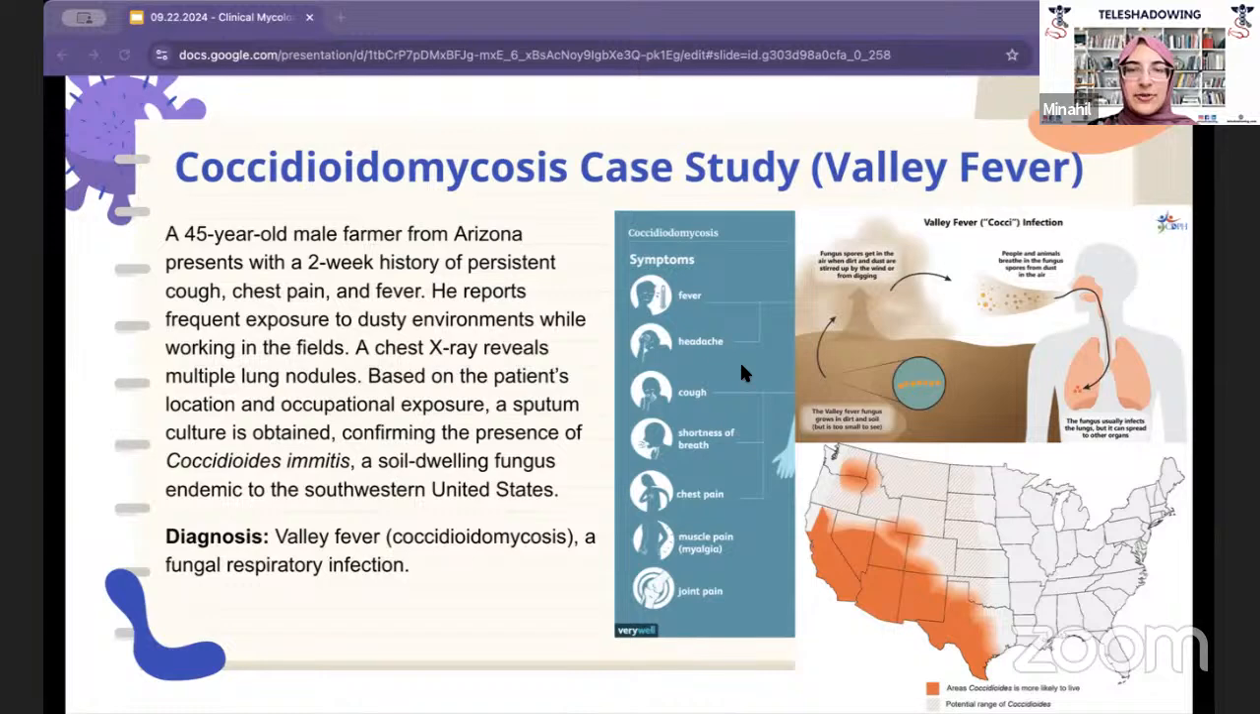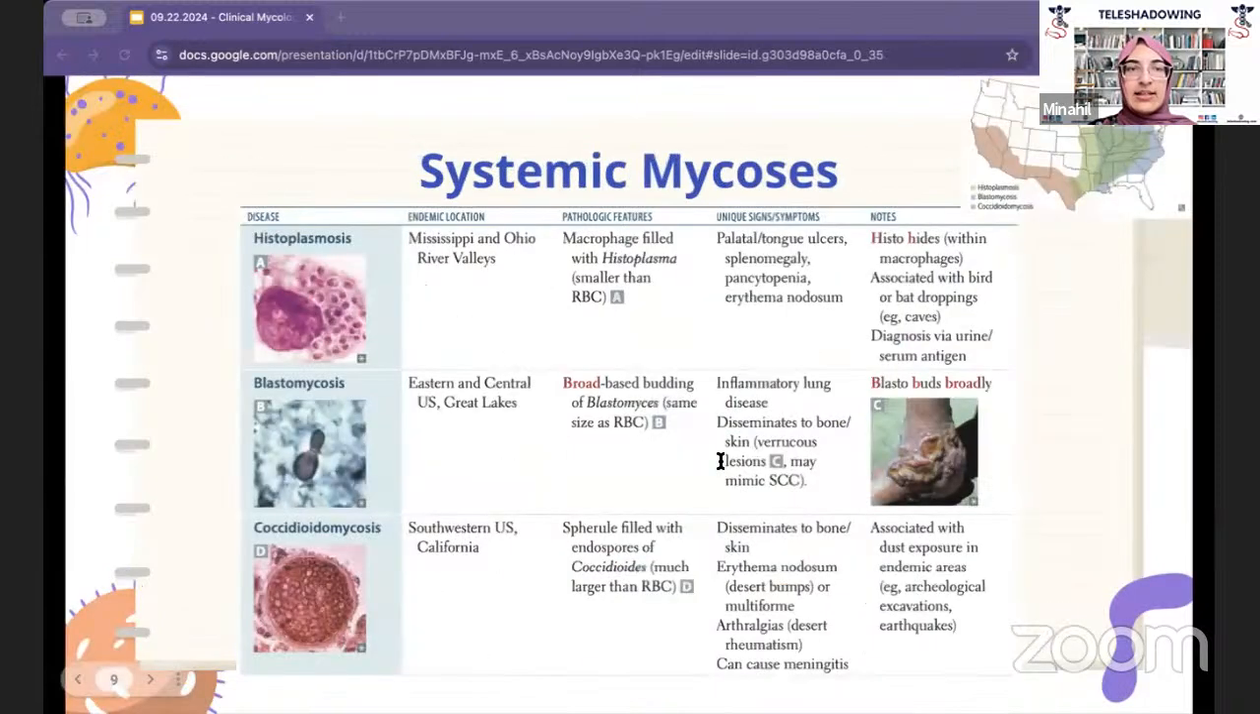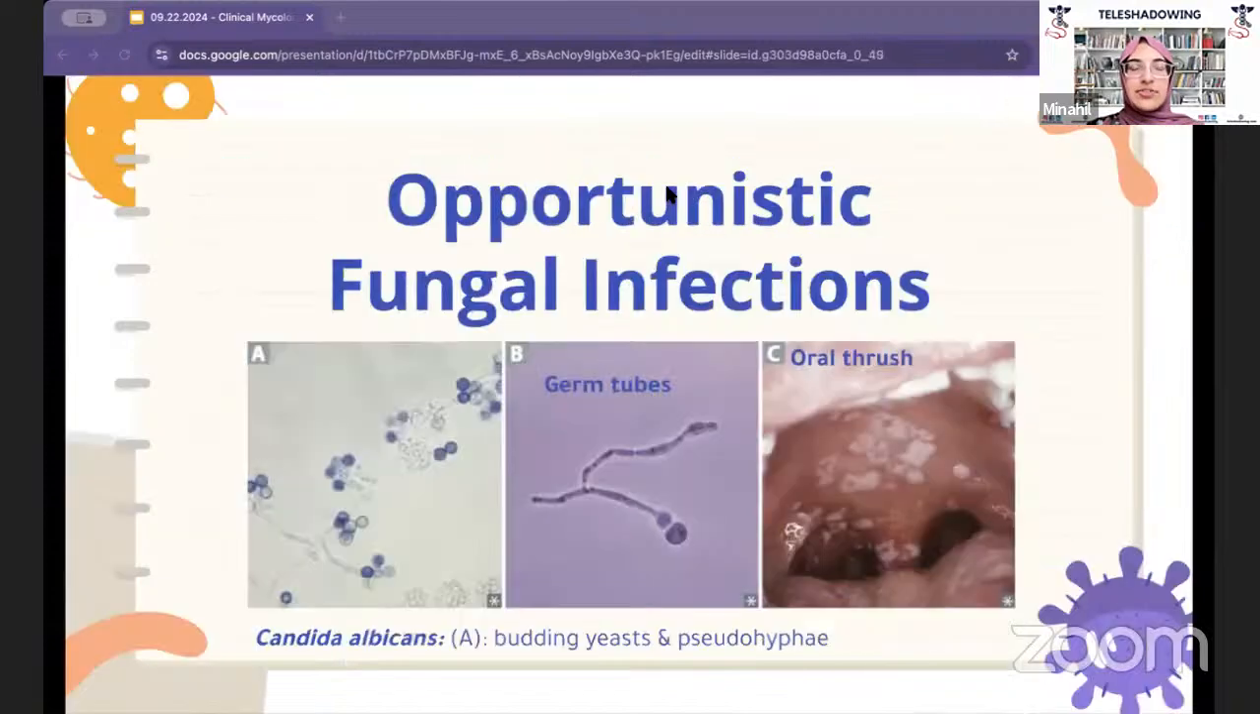And remember, coccidioidomycosis can range from a mild respiratory illness to a severe disseminated disease depending on the patient's immune status. So remember, these are all systemic mycoses that I'm going over with you right now. I think I forgot to mention that before. All of these are systemic mycoses. Yeah, it's in the title. All right, so now I'll talk to you all about opportunistic fungal infections.